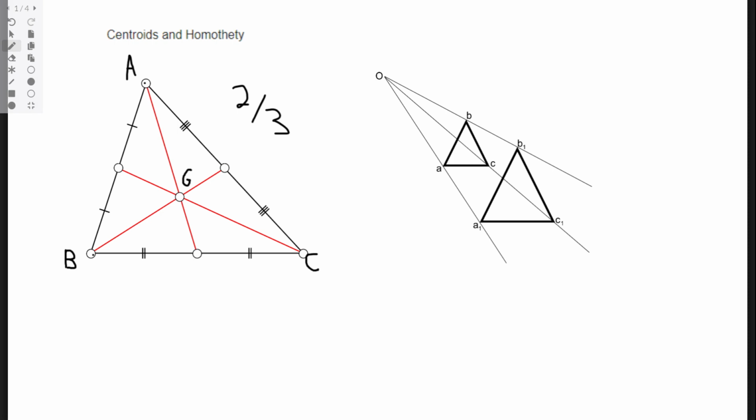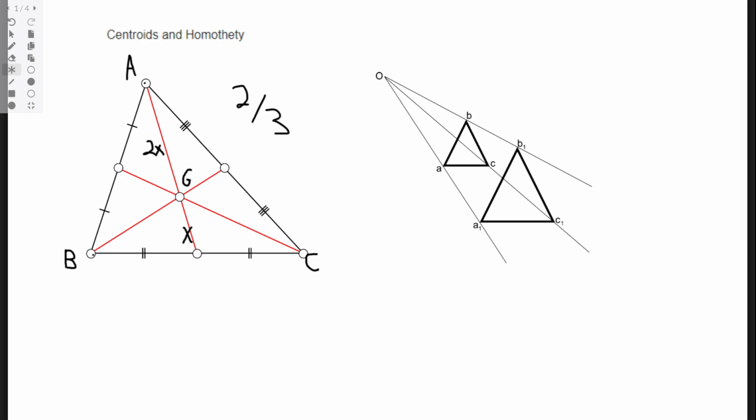Because obviously, if we set AG to be 2x, we know that G splits the median into ratio 2 to 1, so this must be x. So AG to the entire median must be 2x over 2x plus x, or 2 to 3. And we'll be combining this with a technique called homothety.